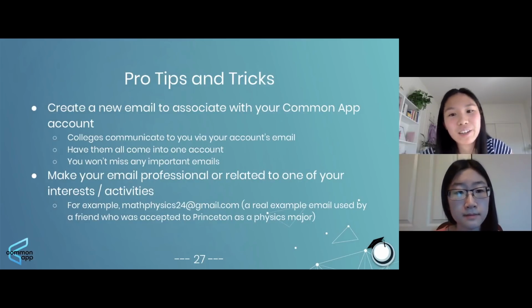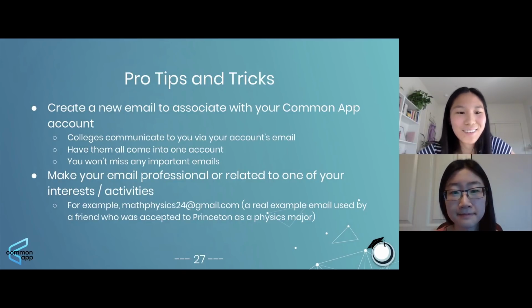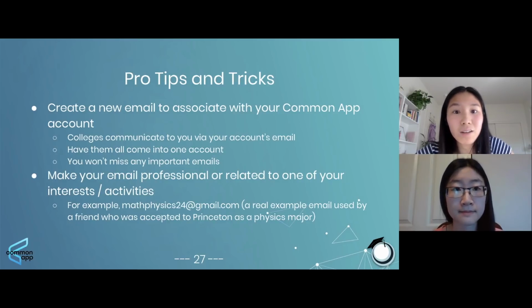All right, and now we're just gonna close with a little bit of a pro tips and tricks section. So a general tip is to create a new email to associate with your Common App account. And this is recommended because all of your colleges will be communicating with you via your account's email. So I find it just nice to have all my college emails coming to one account instead of my personal email, just so that I don't miss anything, and also so that it's more organized in a sense.